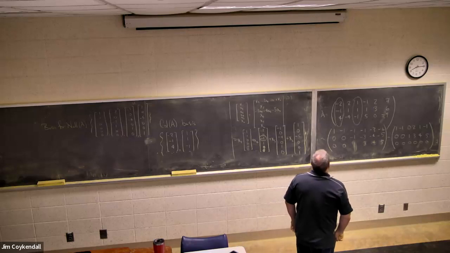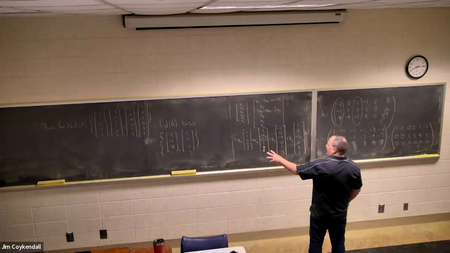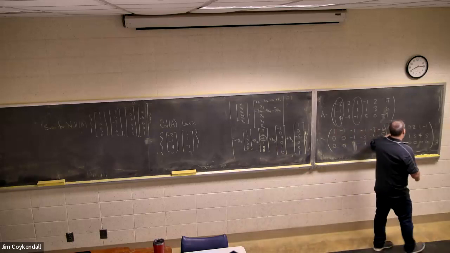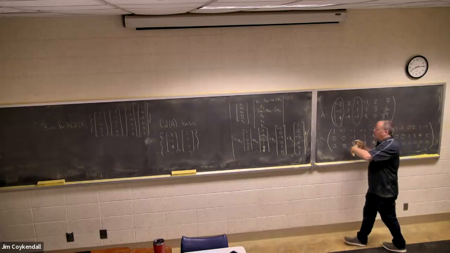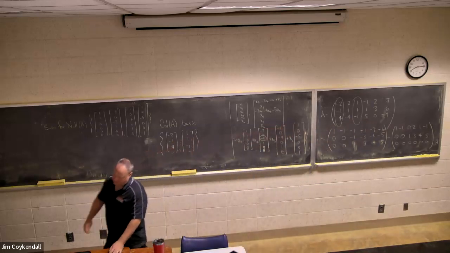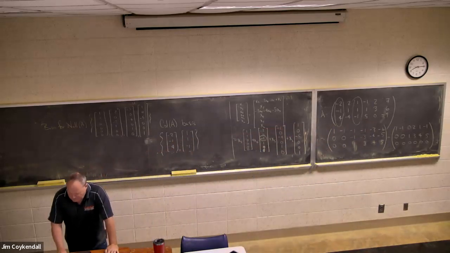And even though it's not as obvious as for the null space, these vectors are also immediately independent, because all the row operations preserve linear independence. Okay, any questions?